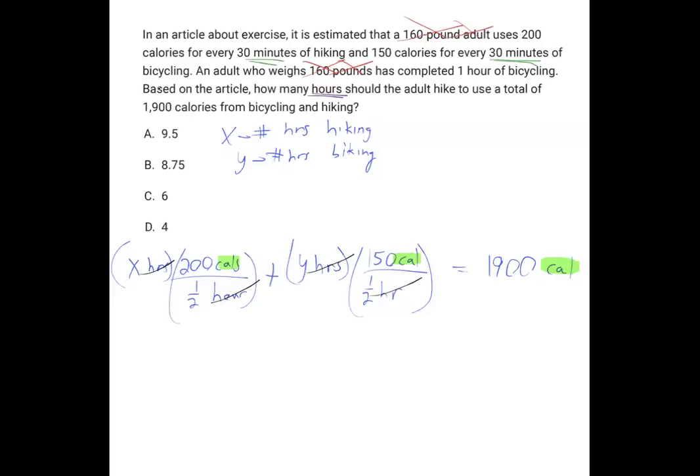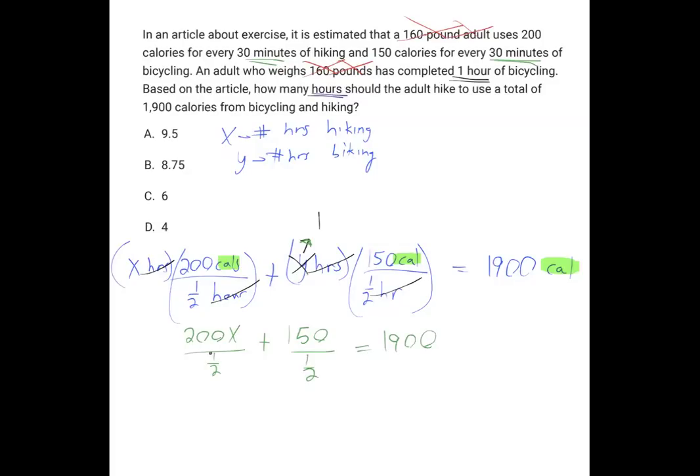So another thing we should notice is that the adult has done 1 hour of biking. So we already know what Y is. It's actually just the number 1. So we'll cross out the Y, replace it with 1. And let's bring down everything we have. Right now we've got 200x over 1/2 plus, that's an arrow, not a 7, 150 over 1/2 equals 1,900.